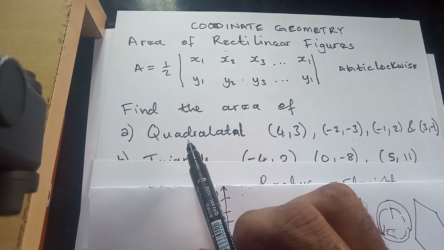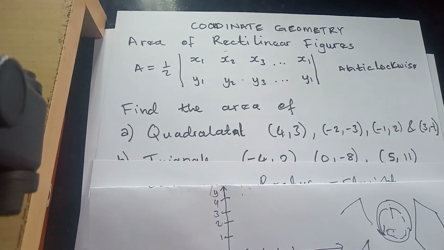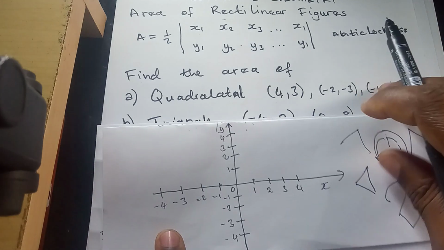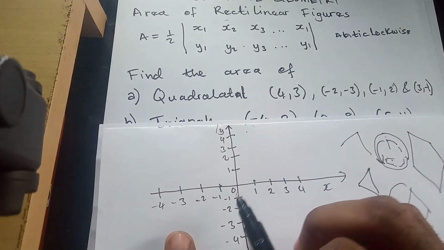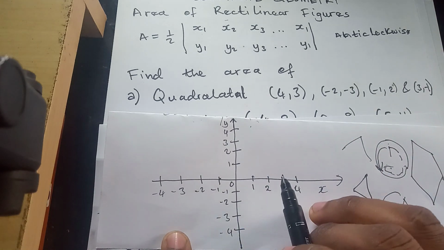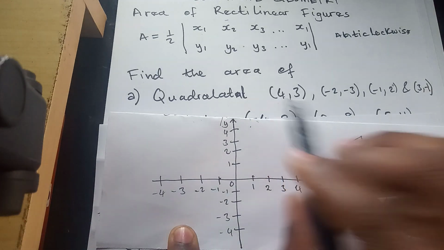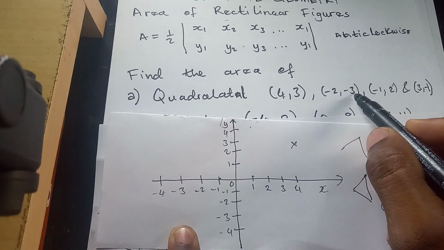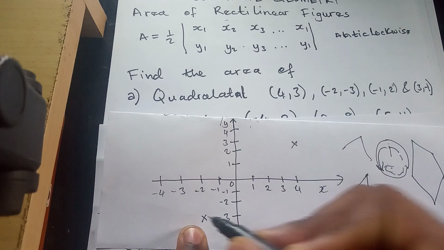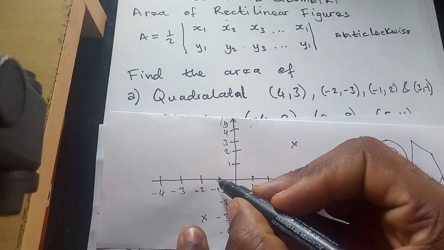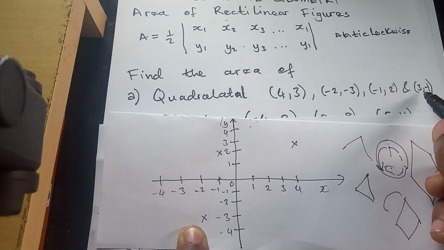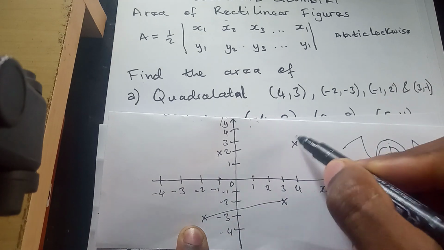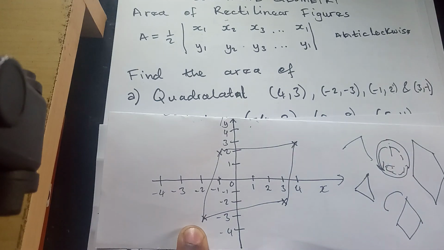Find the area of the quadrilateral with these vertices. Because you can't tell the direction of these points, there is need to make a sketch, just a simple one. You don't really have to make it perfect. So we have 4,3 here, and then -2,3 is somewhere here, then -1,2 is somewhere here, then 3,-1 is here. Now you can connect these points to form a quadrilateral.